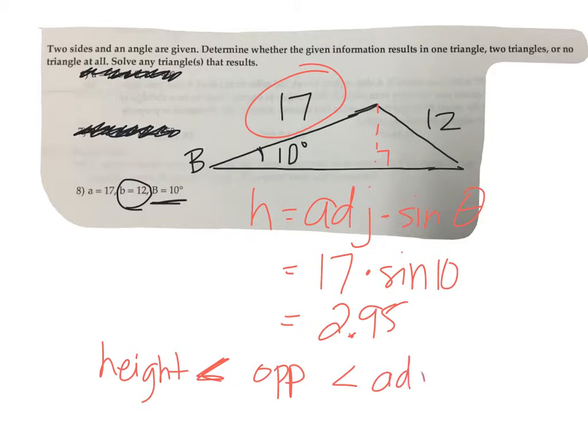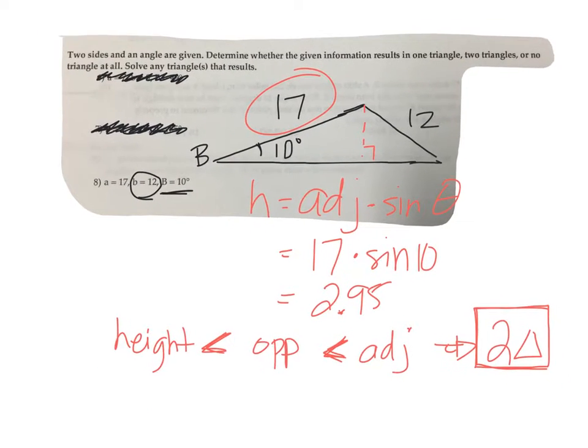So we notice that the height is the smallest side, followed by the opposite, followed by the adjacent. And if this is the way that your ratios work, that means we're going to have two triangles that can be made out of this given information. One of them will be exactly the way that it looks here, and the other one we'll talk about in a minute.